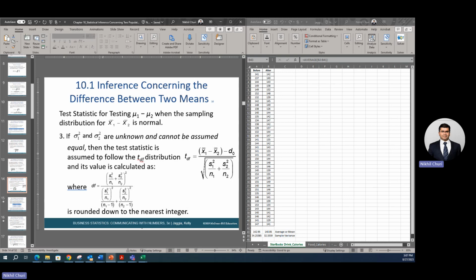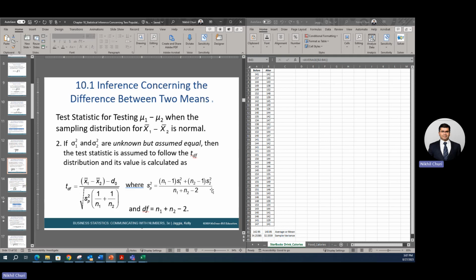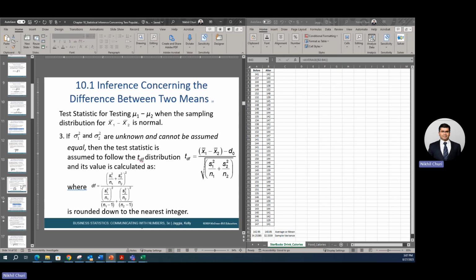Then the test statistic is assumed to follow the t distribution, formula for t. Again, similar: x1 bar minus x2 bar minus d0, if not given this is 0, divided by the square root of s1 square divided by n1 plus s2 square divided by n2. And the formula for df is given here. Here also I'll give you the luxury: if you want to use the simple formula for df, that is n1 plus n2 minus 2, I'll still give you the points.